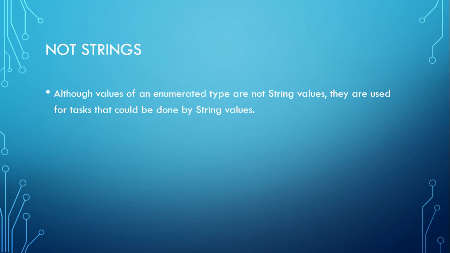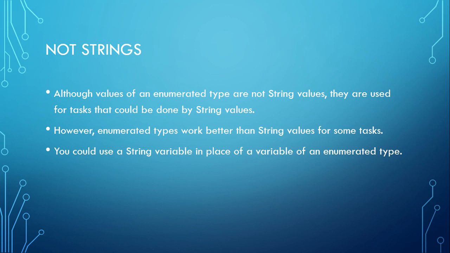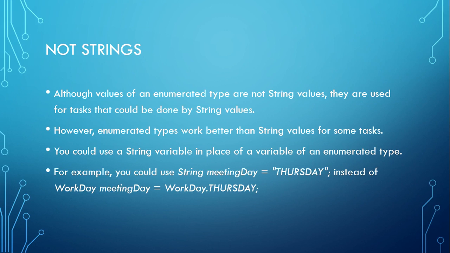Although values of an enumerated type are not string values, they are used for tasks that could be done by string values. However, enumerated types work better than strings for some tasks. So even though a lot of times we will use strings for most of what we do, enumerated types actually have some advantages. Now, you could use a string variable in place of a variable of an enumerated type. So, for example, I could say string meetingDay equals Thursday instead of Workday meetingDay equals Workday.Thursday. I already mentioned this earlier in saying we could just use a string, but we're using this for a very basic example here.